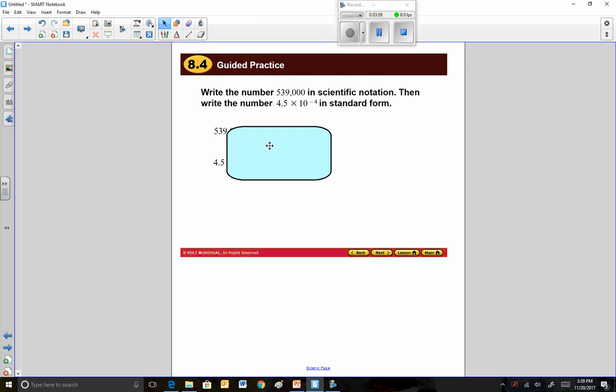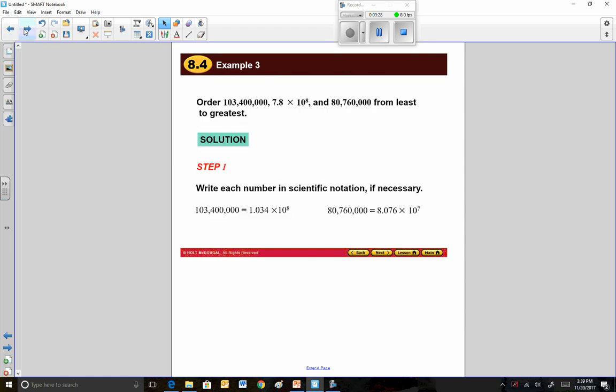All right, so for the first one, you should have been able to get 5.39 times 10 to the 5th. And for the second one, the final answer, because it's supposed to be in standard form, is 0.00045, and it was very small because it had that negative exponent. All right, let's try another type of question.